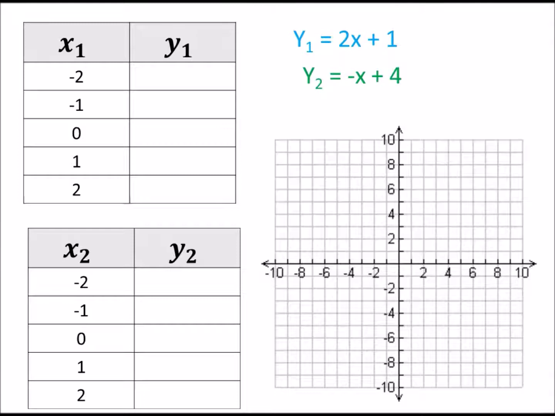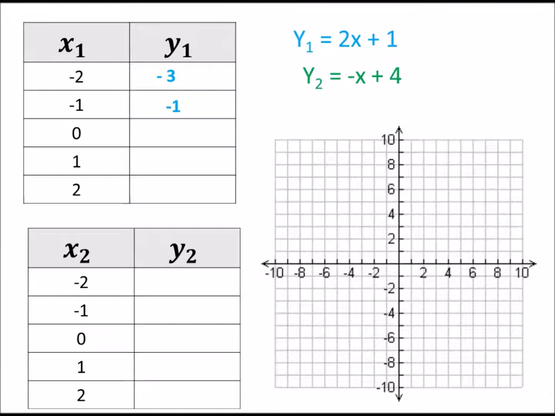So let's try one more example. I have y1 is equal to 2x plus 1, and y2 is equal to negative x plus 4. So again, we're going to substitute in the negative 2 into the first equation. So negative 2 times 2 is negative 4. Negative 4 plus 1 should give us negative 3. So negative 1 times 2 is negative 2. Negative 2 plus 1 should give us negative 1.